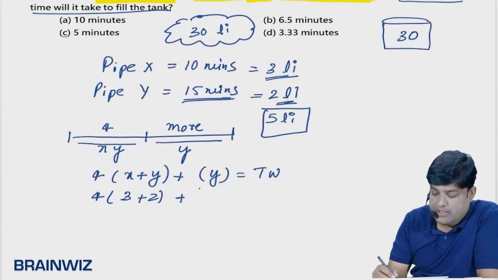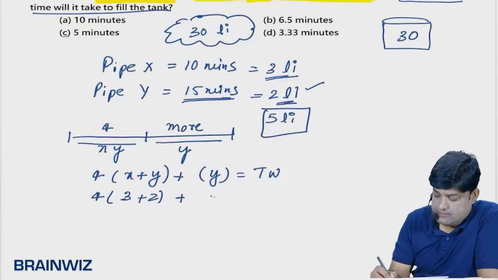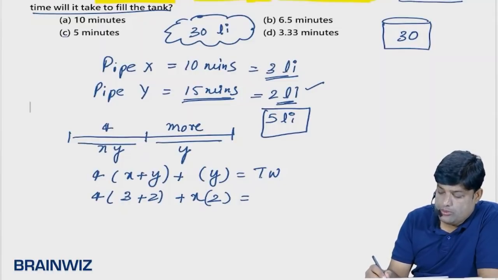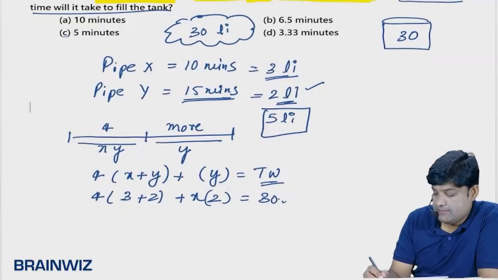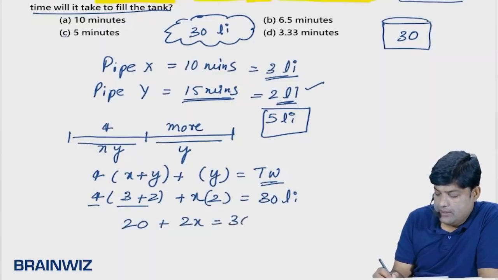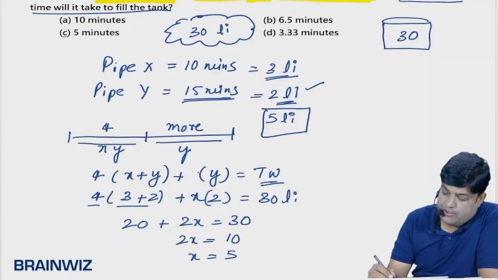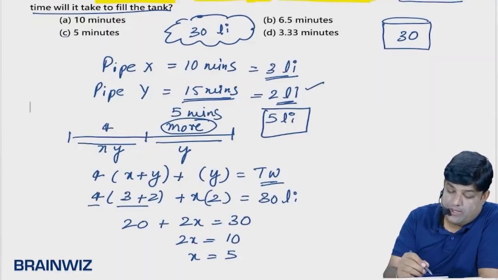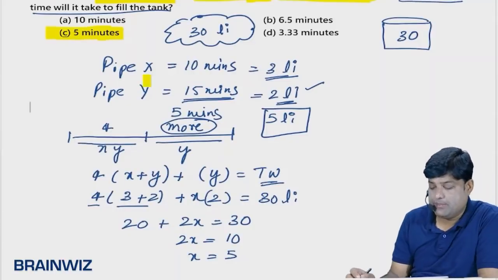Plus Y takes how much time, we don't know, let it be some time x. Y fills 2 liters per minute. The total work he told you is 30 liters. So here 4 into 5 makes 20, plus 2x is equal to 30. That makes 2x equal to 10, so x is equal to 5. That means pipe Y takes 5 more minutes. So we can say that in this question option C is the correct answer.